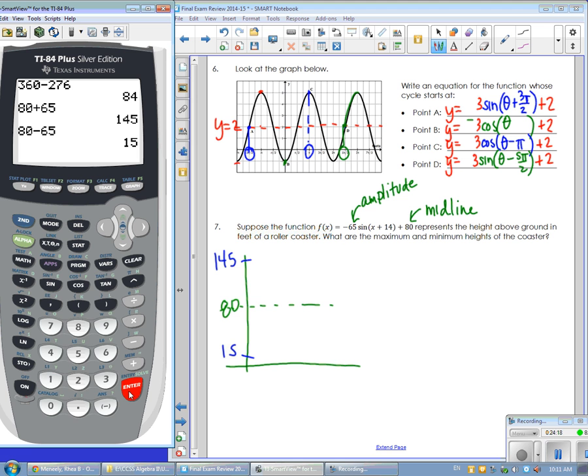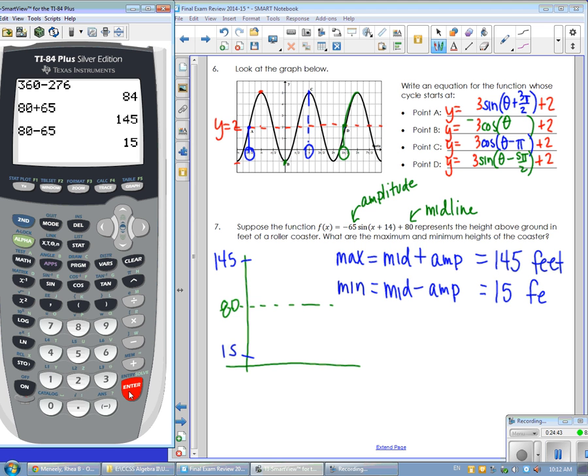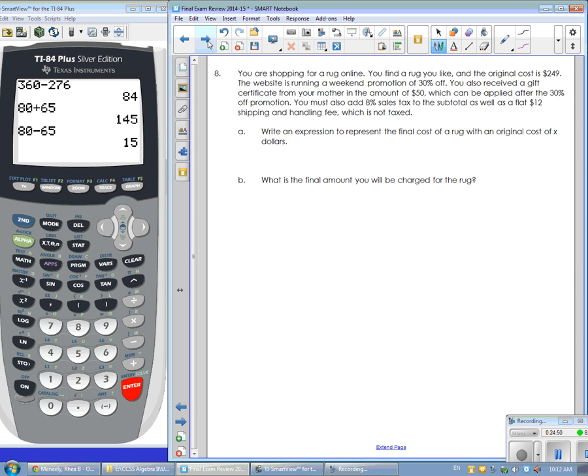Now you're not asked to graph it, you're really just asked to find the max and the min. So another way to think of it is that your max is going to equal the midline plus your amplitude. And in this case we got 145, and that is in feet. And to find the min, we're going to take our midline minus our amplitude. And when we did that, we got 15. And that again is going to be in feet.